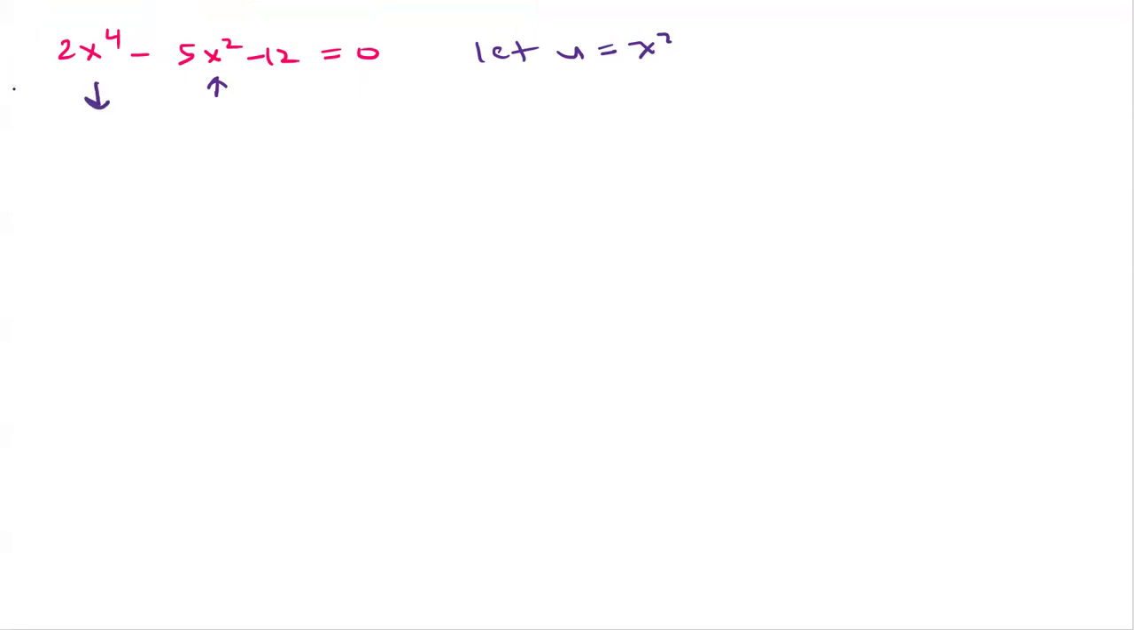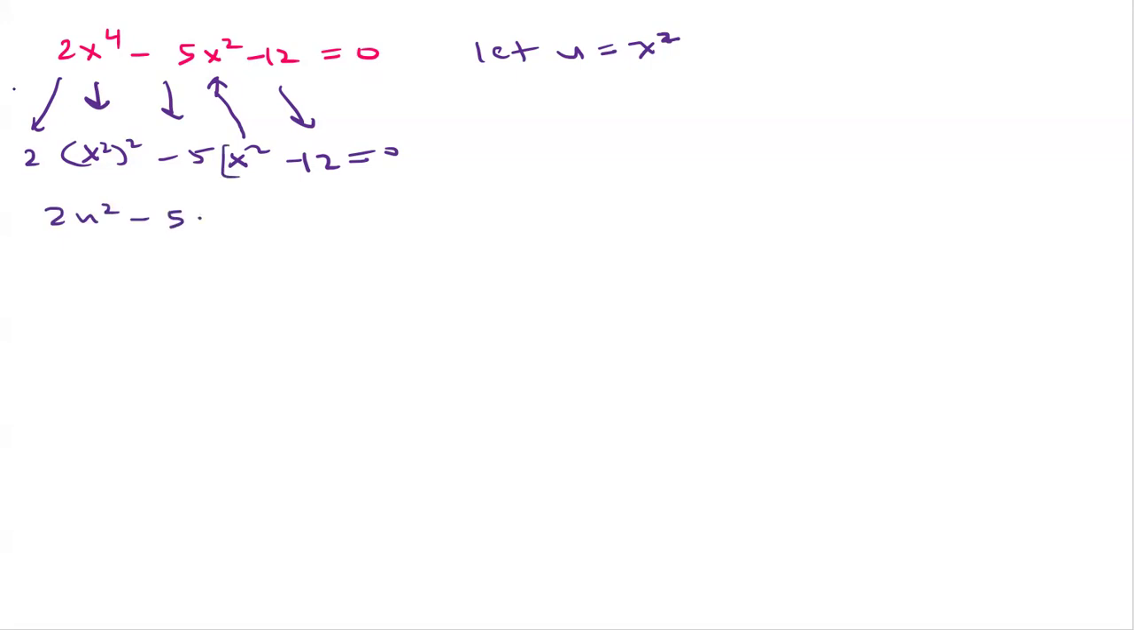Then we're going to rewrite the first term in terms of x squared. So this is going to be x squared squared, and then this will be brought down, x squared. Then we can bring the 2 over, and then the minus 5, and then the negative 12. Since we're letting u equal x squared, we're going to replace x squared by u. So that's going to be 2u squared minus 5u minus 12.